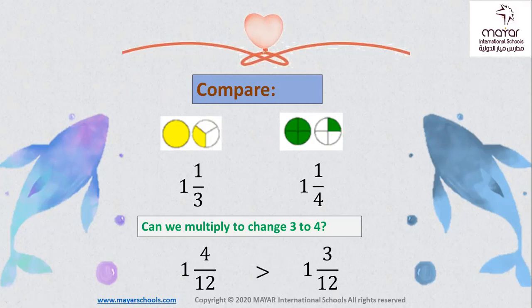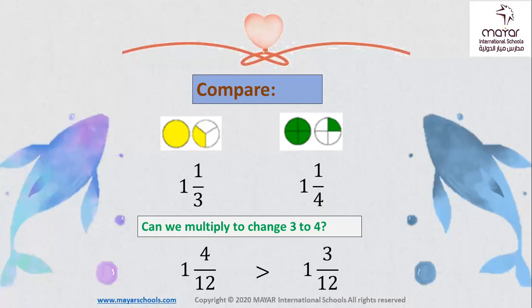Now, before the 5 minutes, I forgot who asked me about this example. You told me if it is 2 and 3, something like this, if they are different denominators. Teacher, but why should the denominator be the same? Because in comparing fractions or mixed numbers, if the denominators are not the same, you can't compare.